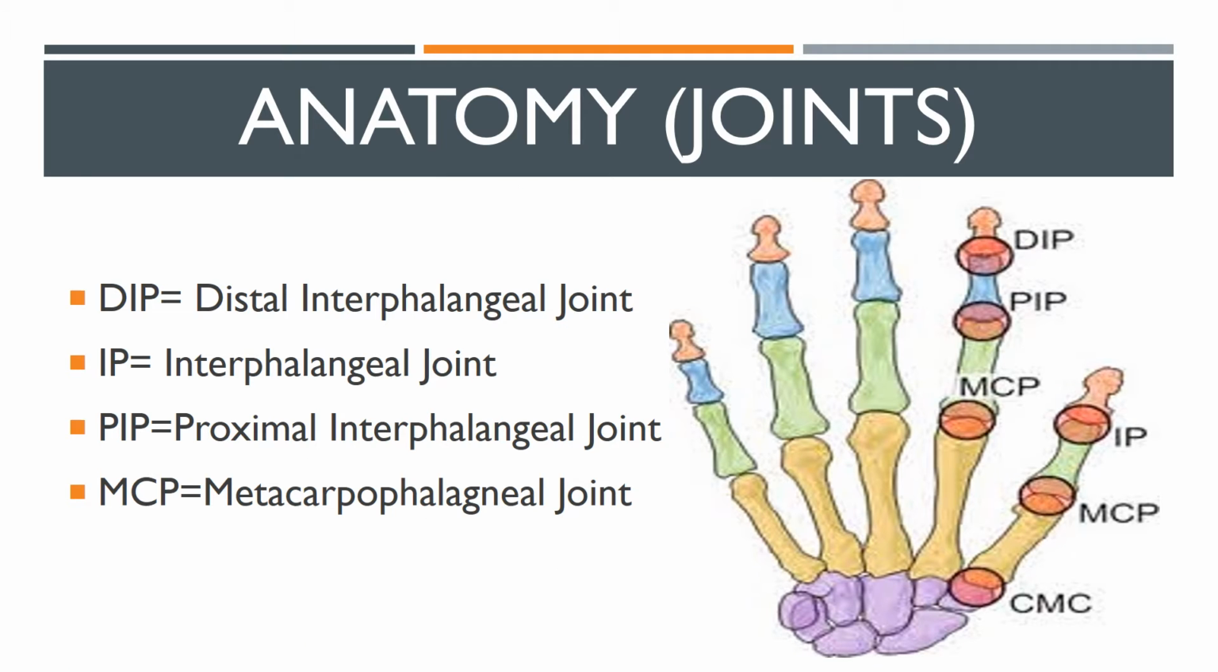These are the different types of joints in the fingers. It includes the distal interphalangeal joint, the interphalangeal joint, proximal interphalangeal joint, metacarpophalangeal joint, and carpometacarpophalangeal joint.